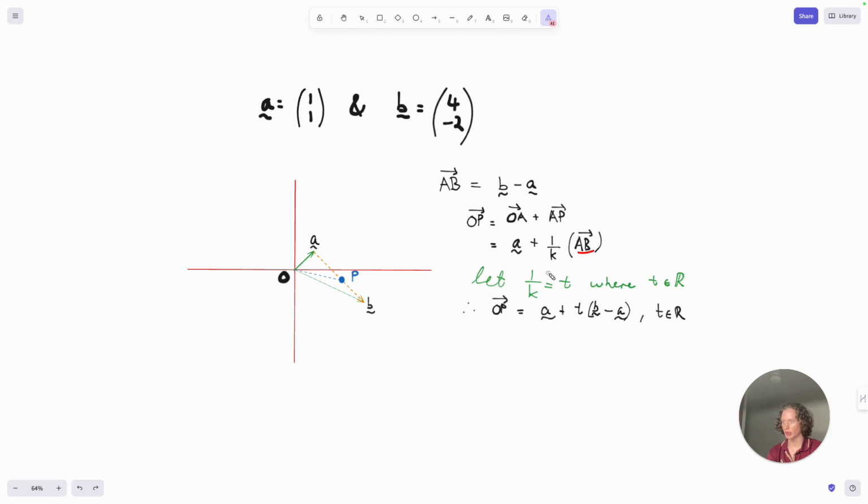outside of this line A to B. And we know from up here that A to B is vector B minus vector A. So we've just got vector A plus t outside of B minus A, which should give us the expression that they're asking for in part 1.